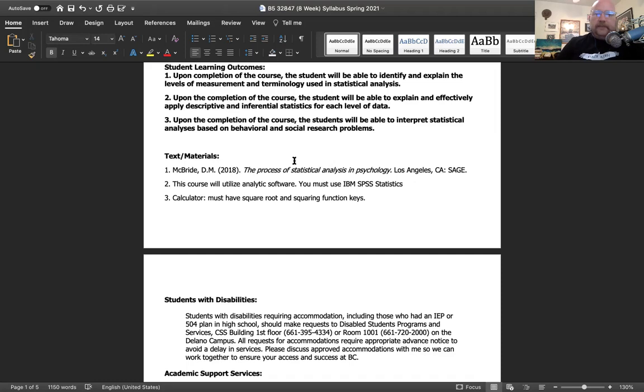The first one is that when you complete the course, you should be able to identify and explain levels of measurement and terminology used in stats analysis. So there we go. There's a terminology. There's some of the language component of the class. And the levels of measurement, that really has to do with understanding variables that are used in studies, and not all variables are the same, right? That's really what that's about. Number 2 is upon the completion of the course, students will be able to explain and effectively apply descriptive and inferential statistics to each level of data.